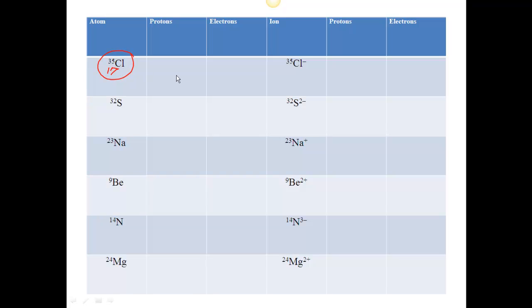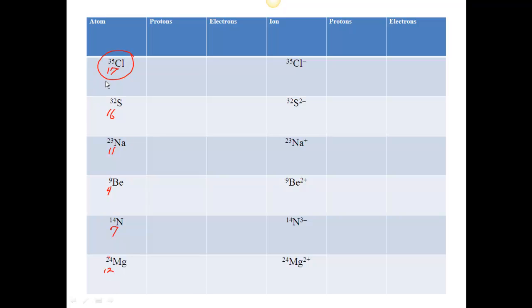So when I look at chlorine, chlorine is number 17. So let me just find these first. Sulfur is number 16. Sodium is number 11, beryllium is number 4, nitrogen is number 7, and magnesium is number 12. So you should be able to find those on your periodic table.